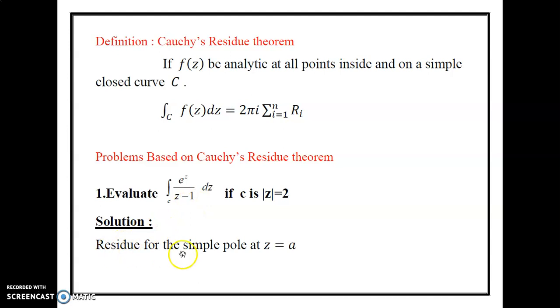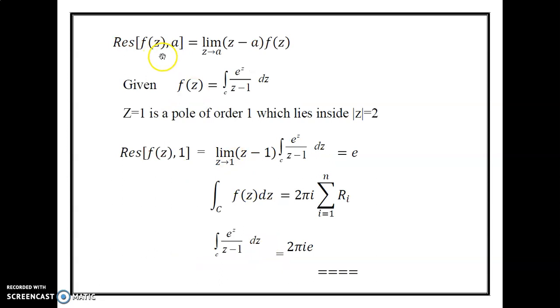We know that the residue for the simple pole at z equal to a is Res(f(z), a) = limit as z tends to a of (z minus a) into f(z). Here the given function is f(z) = e^z divided by (z minus 1). Here z equal to 1 is a pole of order 1 which lies inside |z| = 2.